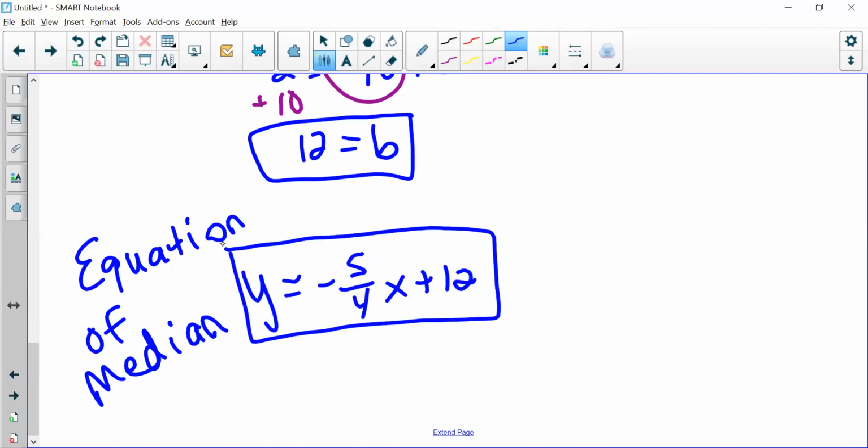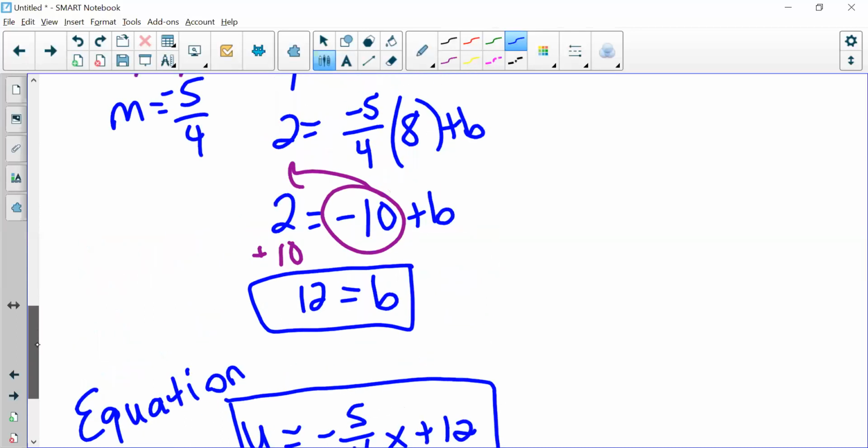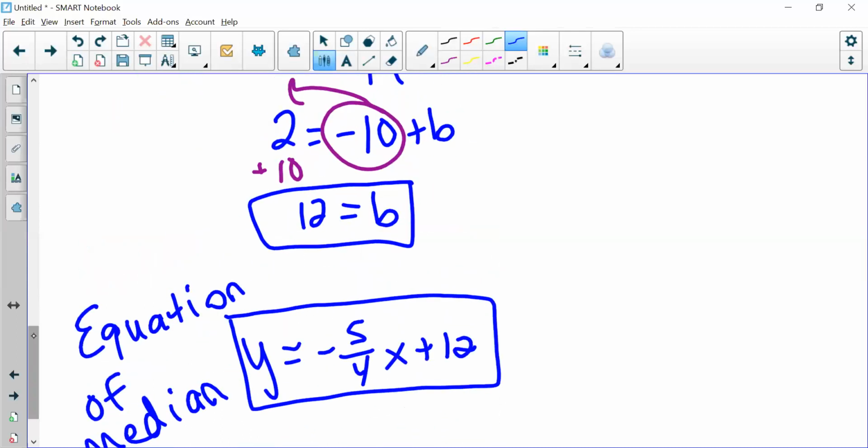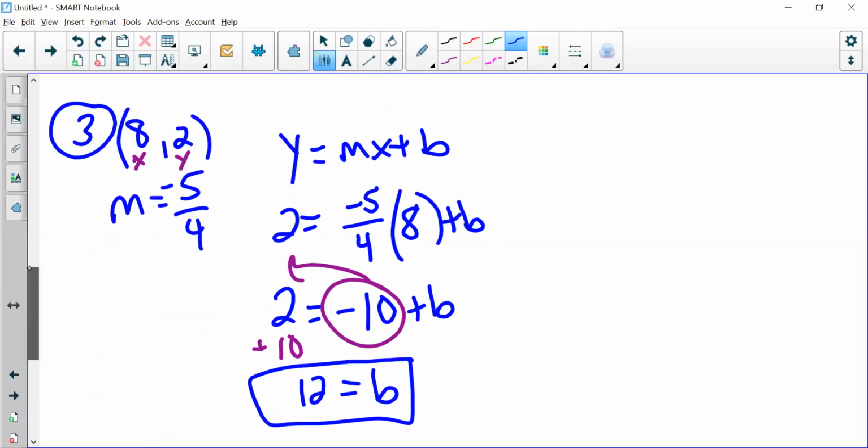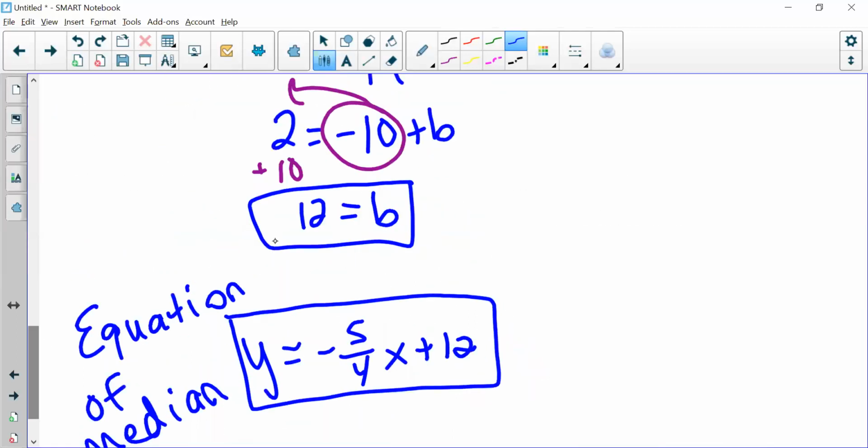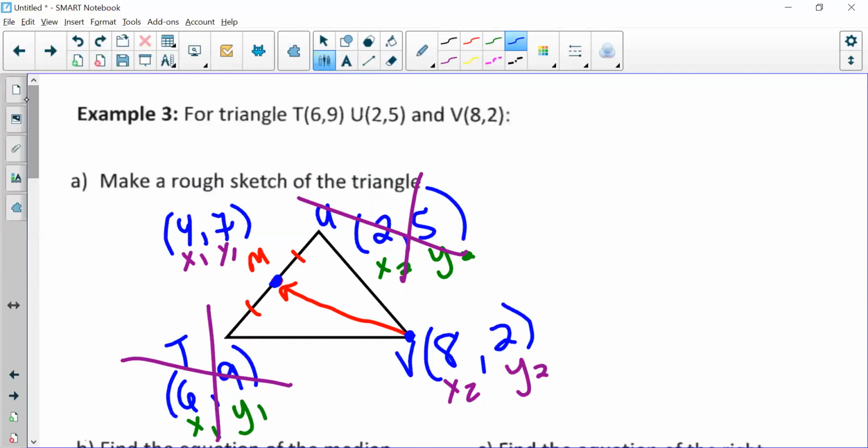Questions? Honestly, the hardest part about this lesson, guys, is going to be remembering steps for median, steps for right bisector. So really focus on median goes straight through the middle, from a vertex to the opposite midpoint, and focus on what information do I have, what do I need, how do I get there? So median, we just found the equation from V over to the midpoint.